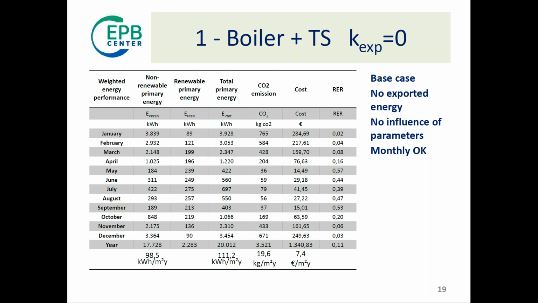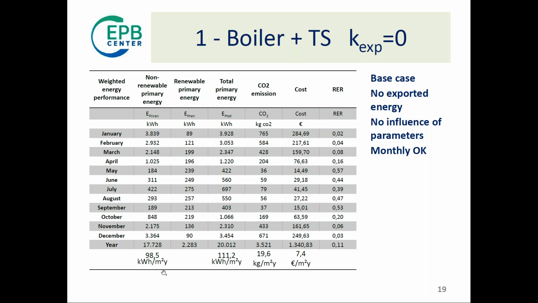So we will see here some results and a comparison of the results with different configurations. You will have a series of tables where here you have the configuration. The first starting point is the boiler with thermal solar, and if you remember, K exported is a parameter that makes a decision whether you take into account in the energy performance of the building the exported energy. Of course, here we do not have anything to export, so it's quite straightforward. No exported energy, no influence.